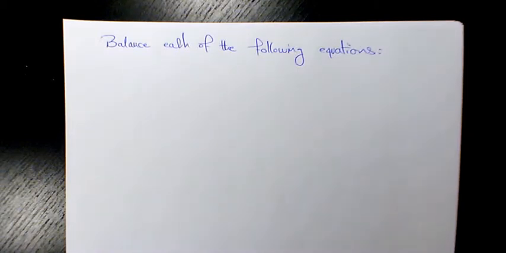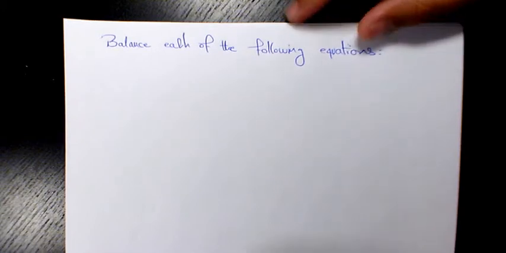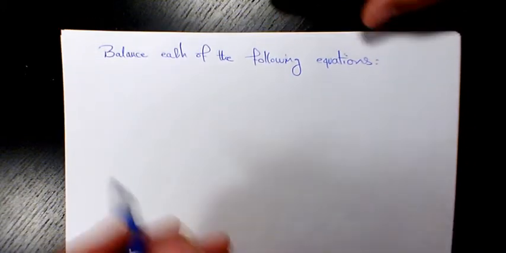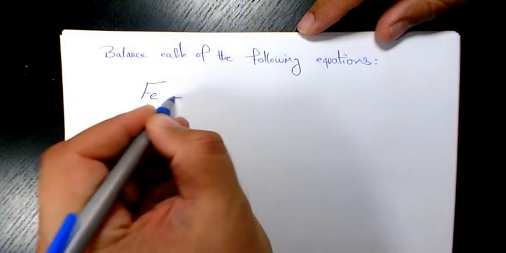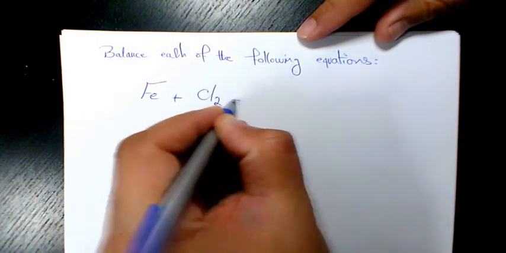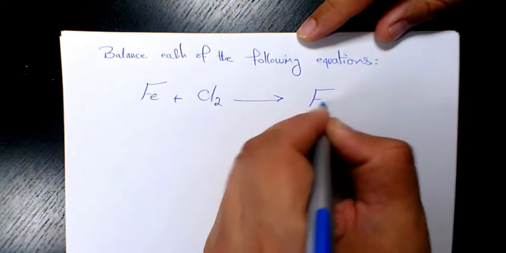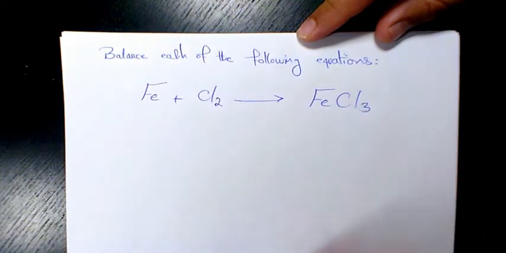Welcome to another video. In this video I want to show you how to balance chemical reactions. This is the second part of this series and I'm gonna go through different examples. So the first one is Fe plus Cl2. It's gonna give us FeCl3.